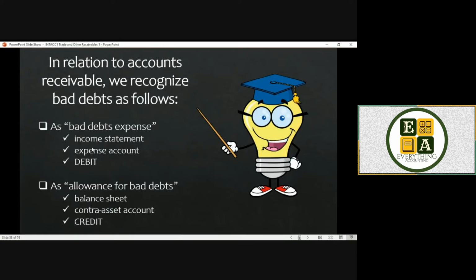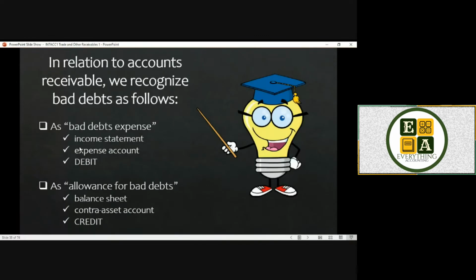Ayan. So yung bad debt expense o yung doubtful accounts expense, we recognize it as part of the income statement o yung profit or loss statement. Since expense siya, debit yung kanyang normal balance. So yung normal balance ng ating expense is debit.